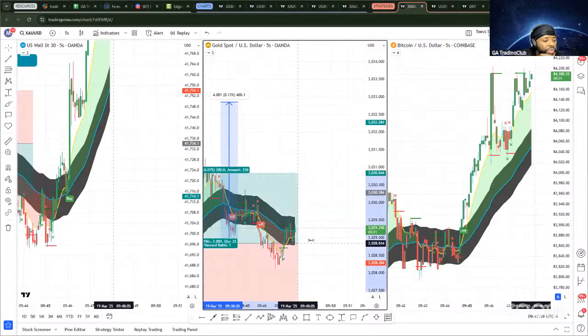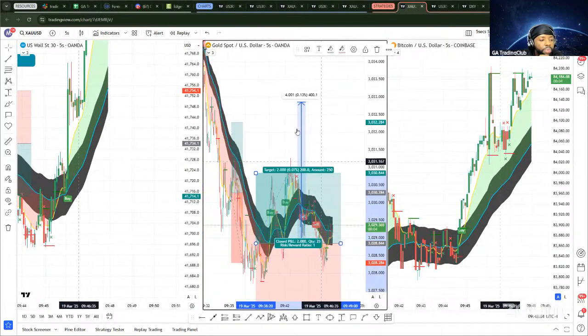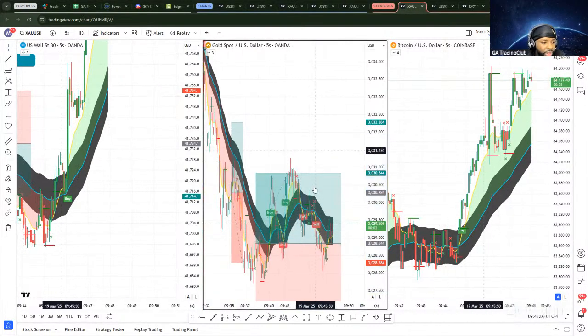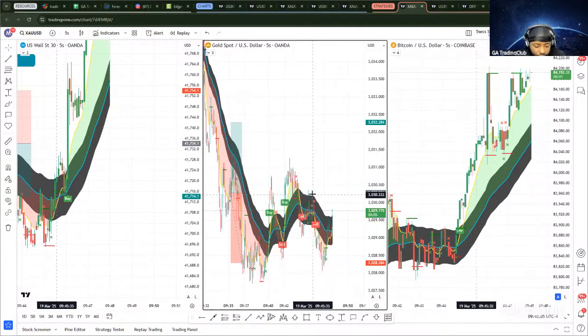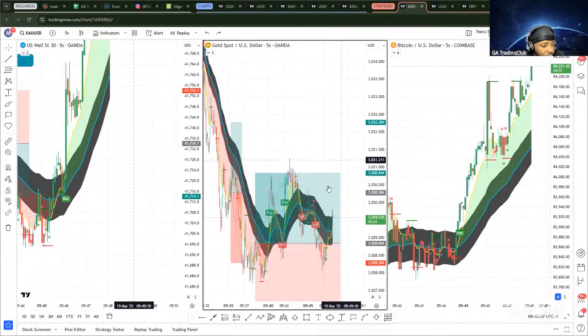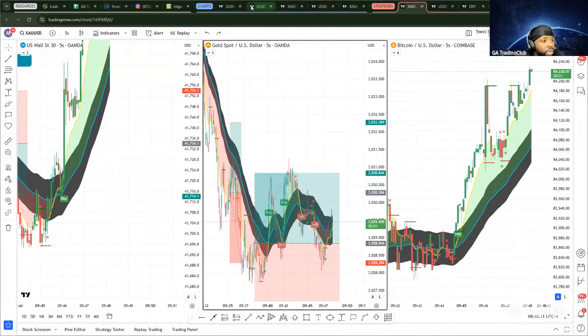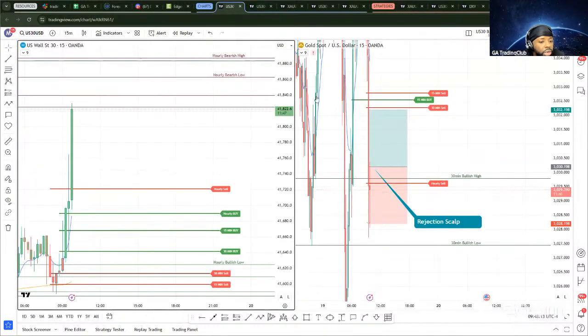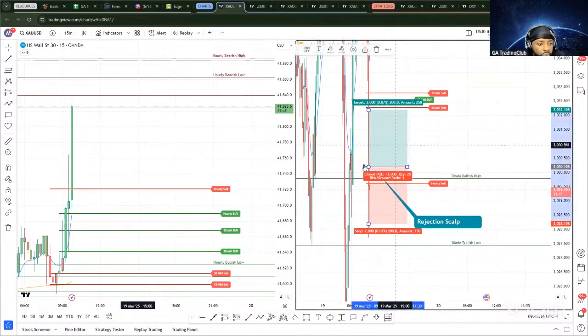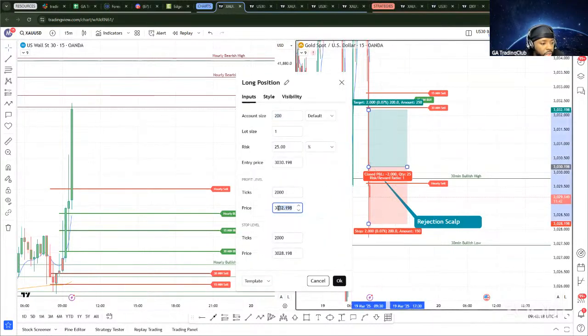If we are going for a 1:2 with break even set at 1:1, this gold one for today would have ended up in, say, break even. So this one was 3028.84.